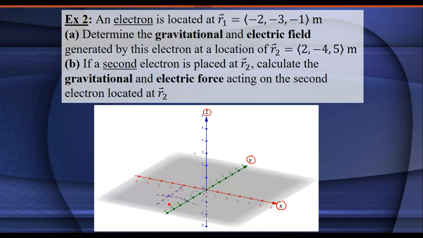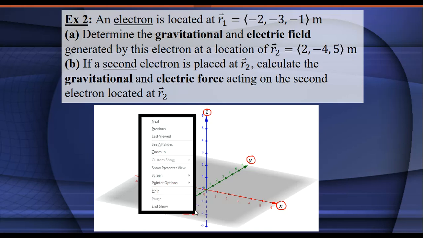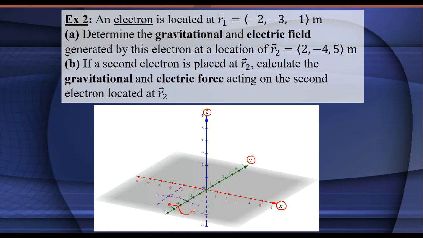Now, if we want to, we could just label this here. Here's my source charge. My source charge is an electron. I first of all want to figure out what is the gravitational and electric field generated by this electron at a different point. The point I'm interested in is 2, -4, -5.